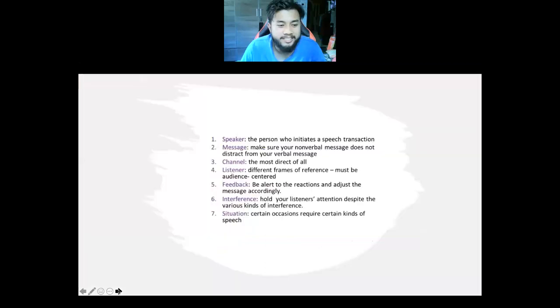So in conclusion, these are the 7 speech communication processes. As you can remember, number 1 is speaker, the person who initiates a speech transaction. Number 2, message. Make sure your non-verbal message does not distract from your verbal message. Number 3, channel, the most direct of all. For listener, different frame of reference, must be audience-centered. Again, must be audience-centered. You cannot be self-centered. Everything needs to be given back to the audience.